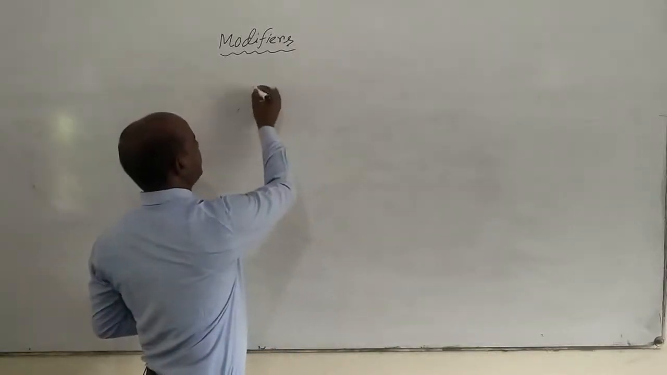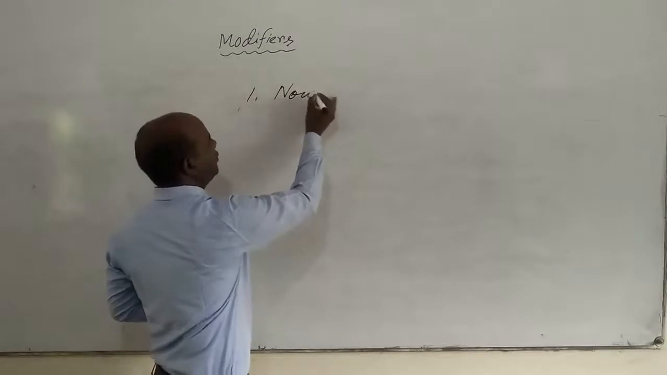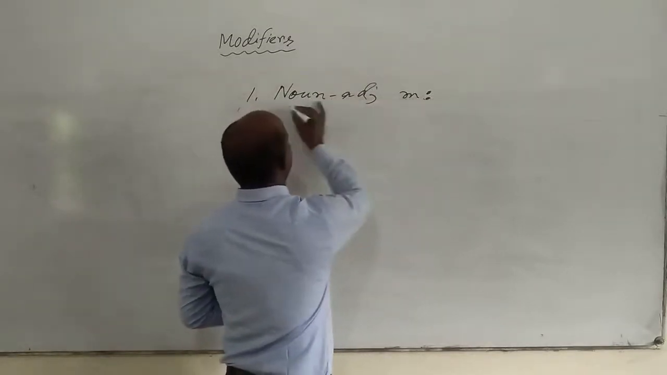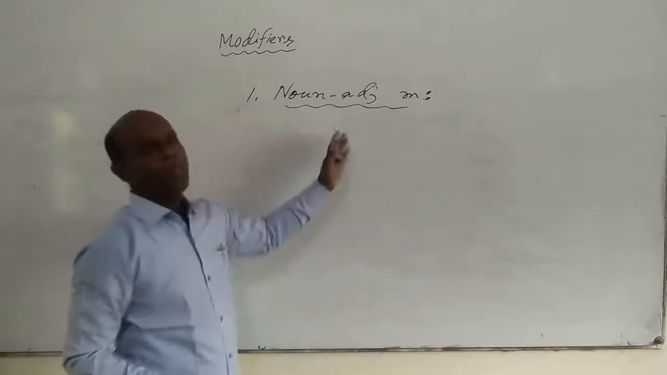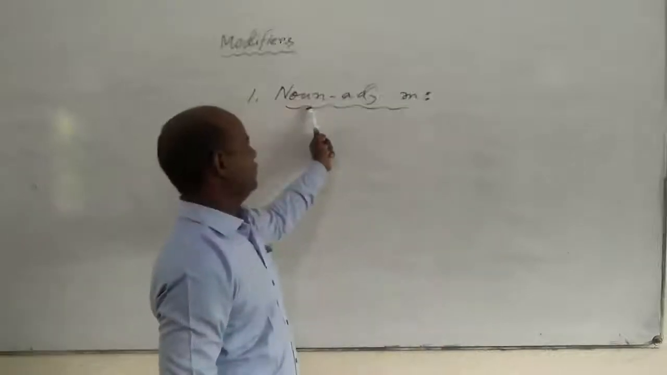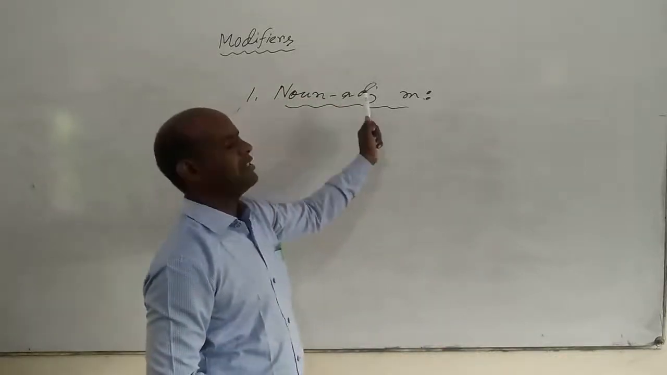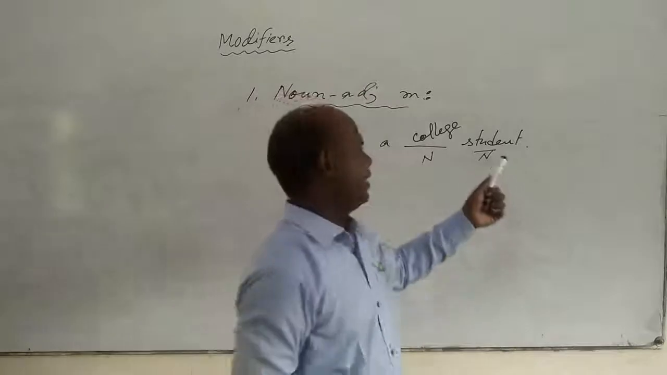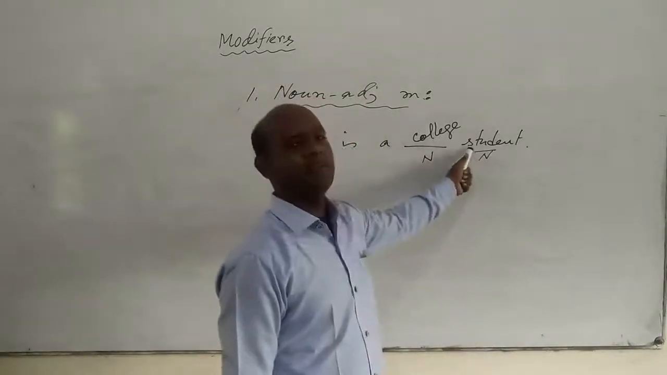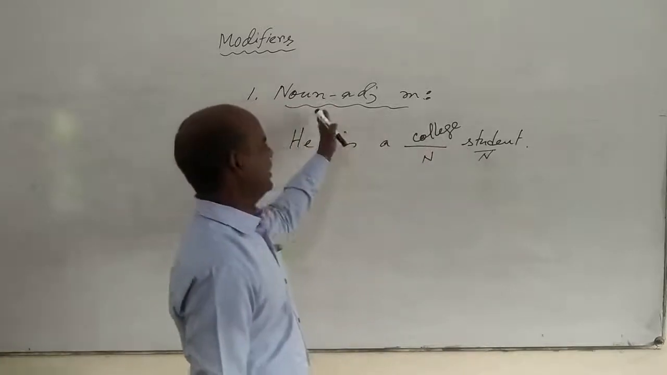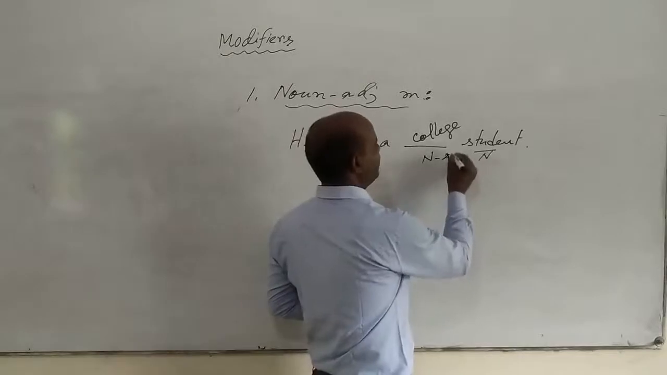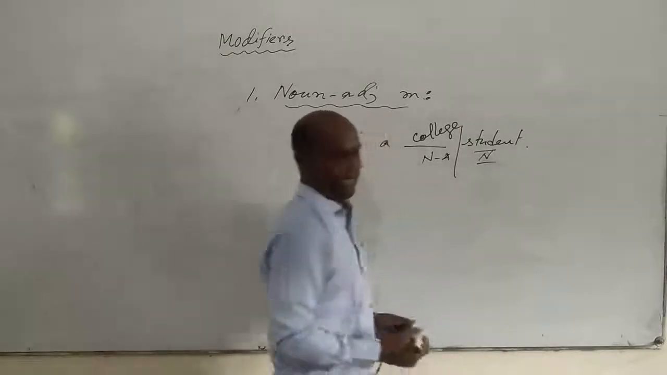Number one, noun adjective modifier. What is a noun adjective modifier? It is a noun, but it works as an adjective. It sits before a noun and qualifies the noun. Here, a noun qualifies the noun. For this reason, we can say it is a noun adjective.